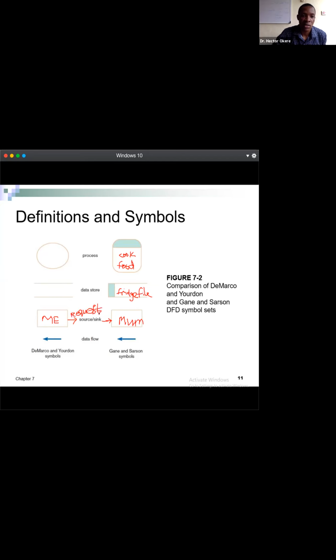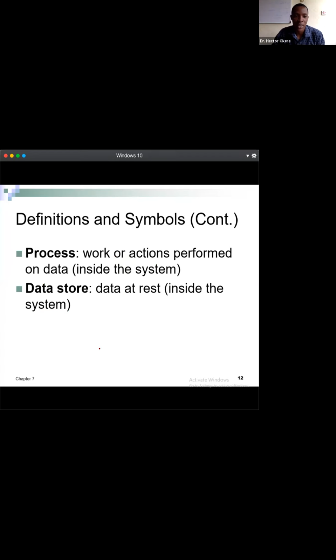Request food. And this arrow will be receive request, right? Okay, so when you're drawing your data flow diagrams, these are the symbols you need to use, all right?